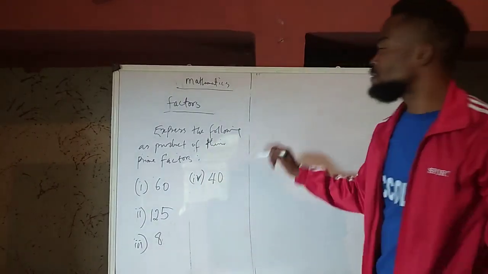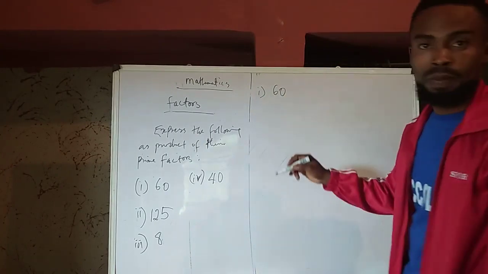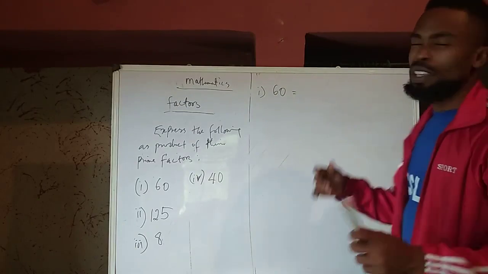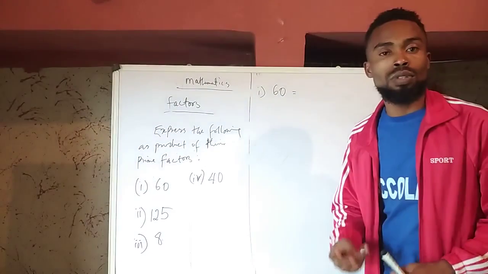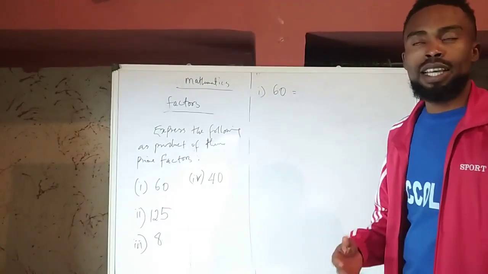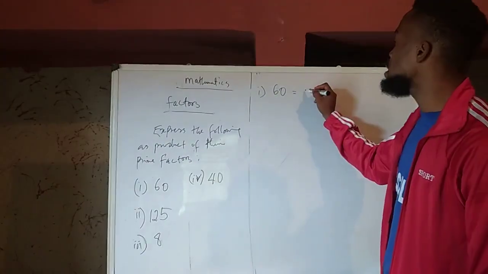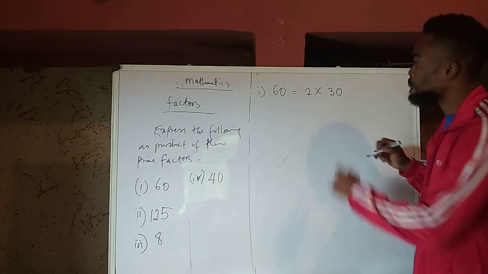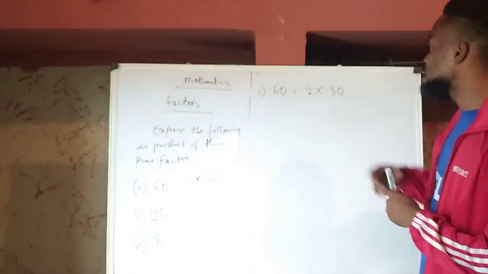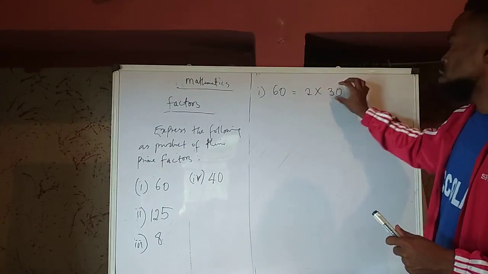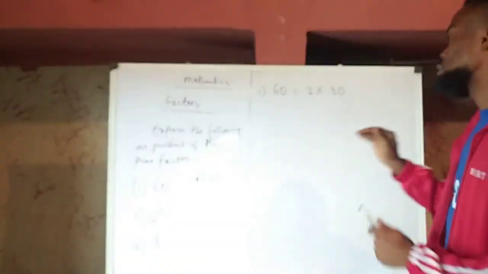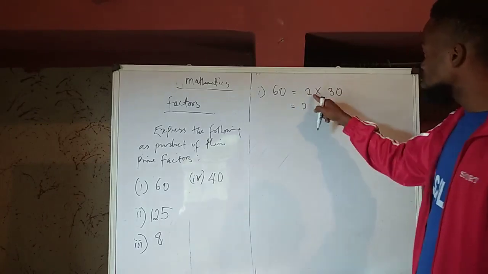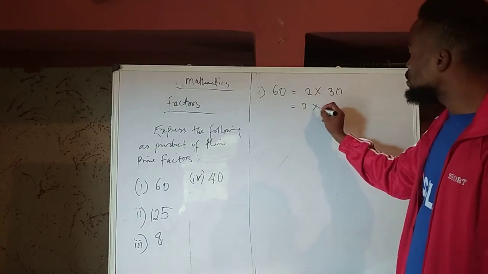Okay, so let's start with the first one, 60. First of all, to make this easy, we just look for any two numbers that when we multiply, we can get 60. I know 2 times 30. Yeah, I know I told you 30 is not a prime number. But for the purpose of what we want to achieve now, you just need to watch me. So 2 is a prime number, right? So this becomes 2 times 30.